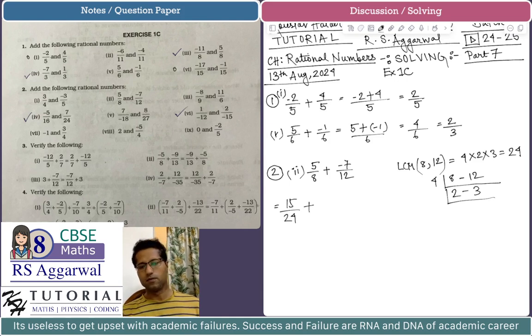Similarly, when I convert the rational number minus 7 by 12 to its equivalent form so that the denominator is 24, it becomes minus 14 by 24.